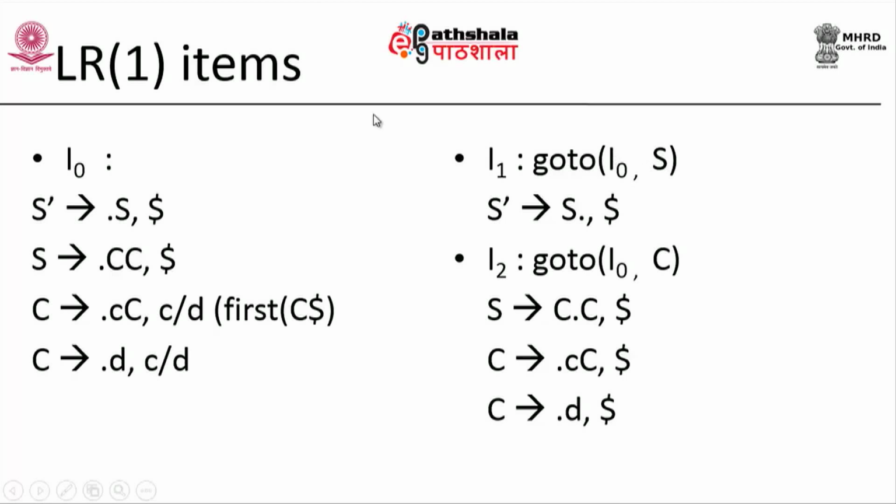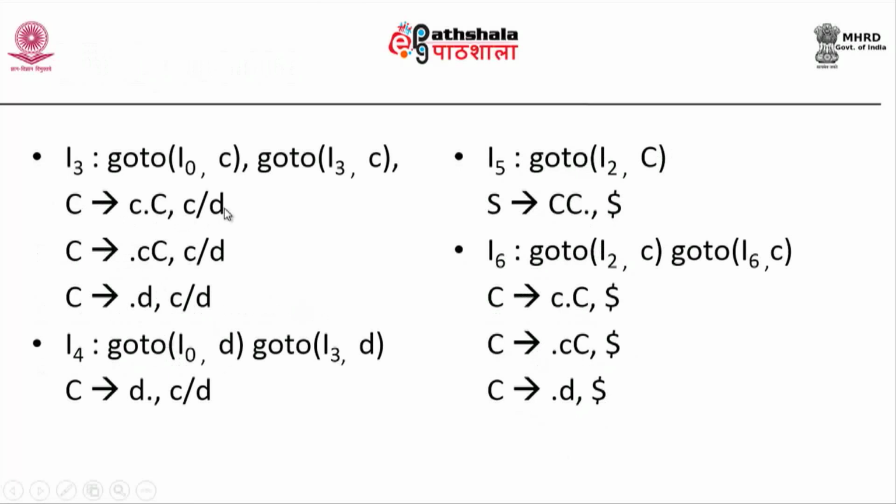Again, I computed goto of I0 comma S, which is I1, S' produces S dot, comma dollar. I2 will be goto of I0 comma C, shifting the dot by one position to the right, getting the items of C. Again, here B is C, beta is epsilon, a is dollar, so I have to add the items of C with dollar as the look ahead marker. There is no problem so far. I3 will be this set which we have already seen, goto of I0 comma c, and I4 is goto of I0 comma d, and goto of I2 comma C is I5, and so on.